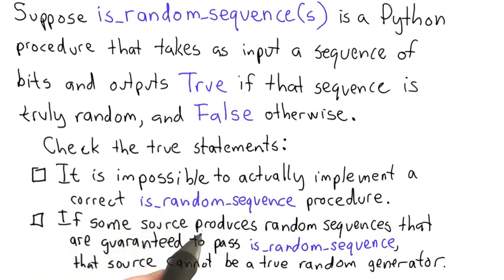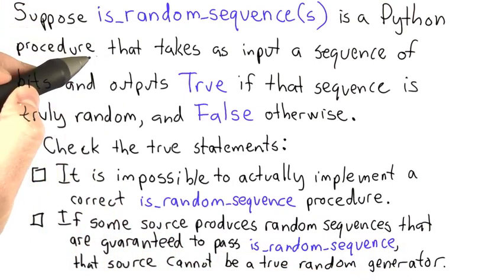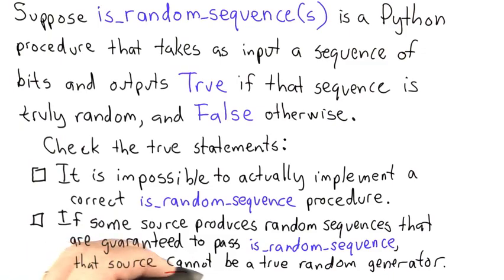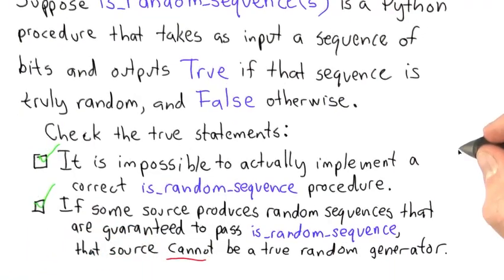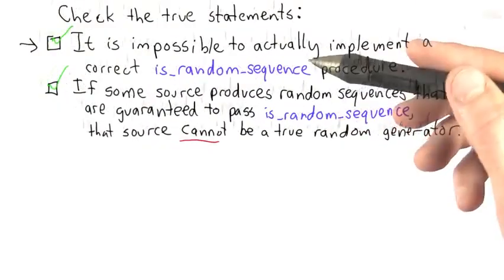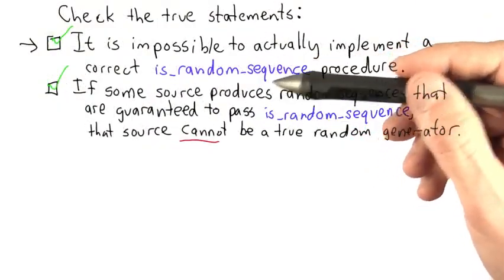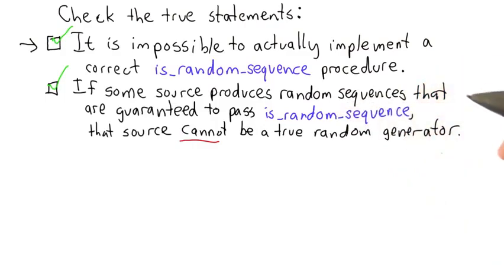If some source produces a random sequence that is guaranteed to pass an isRandomSequence procedure that behaves as described, then that source cannot be a true random number generator. Check all the true statements. So both of these are true. In class, it was shown that it is impossible to produce a random sequence generator.